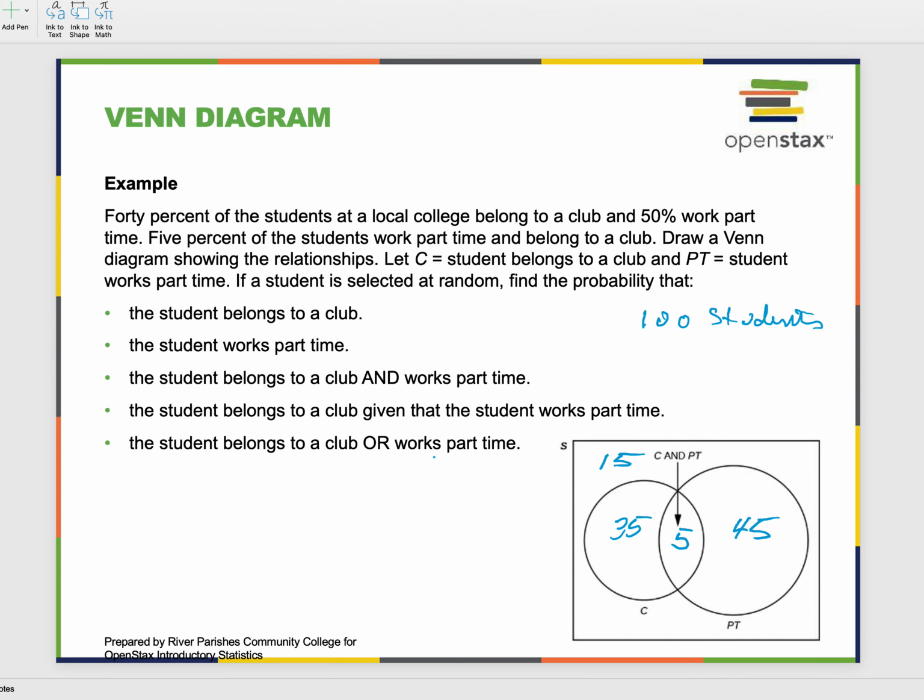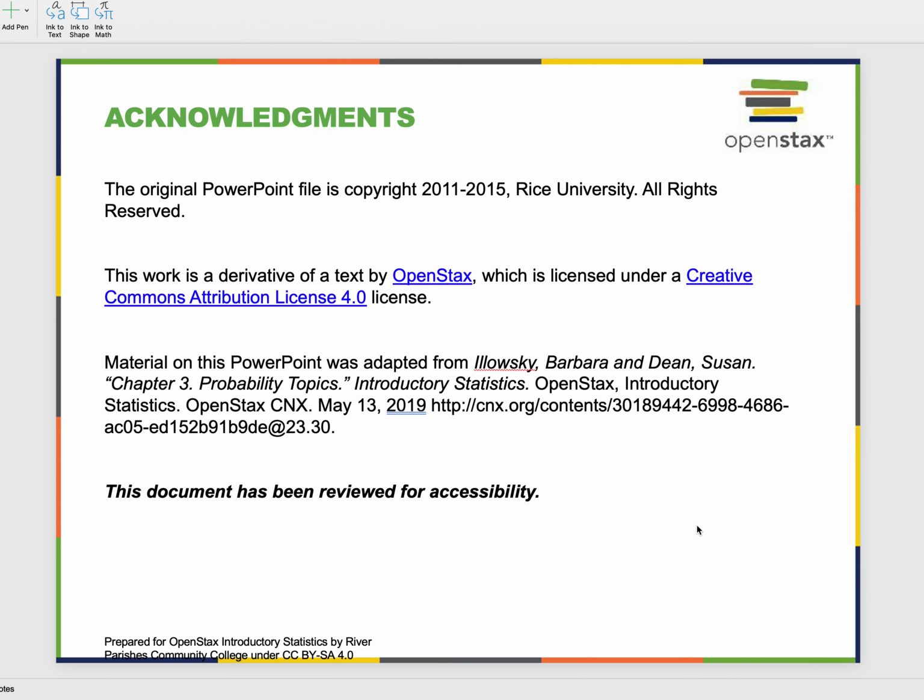Given the student belongs to the club or works part-time. Well, it's going to be 35 plus 45, which is, what is that? 70, 80. And I only add the 5 once. So rather than add the 40 and 50 and getting 90, I'd do 85 divided by 100. And basically, I think that's it.